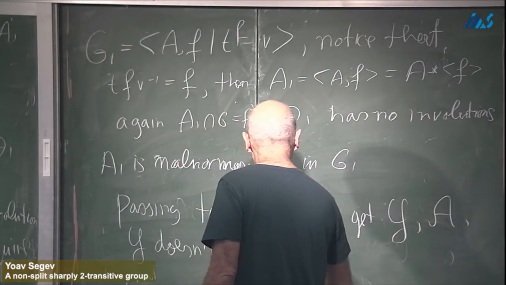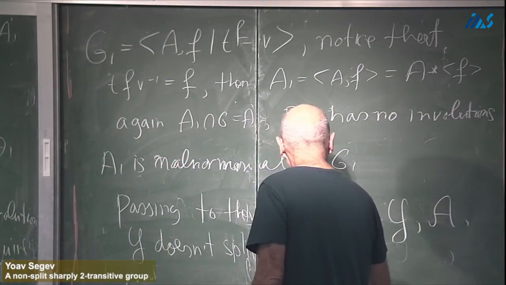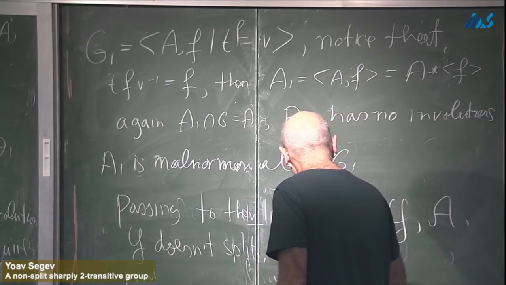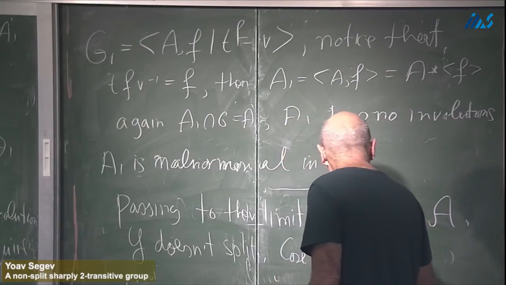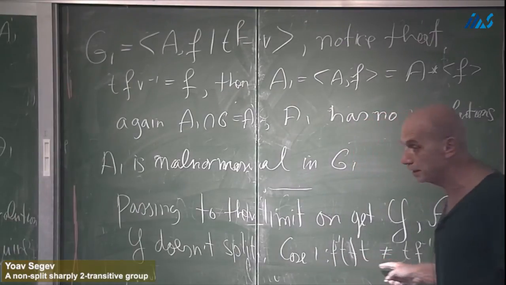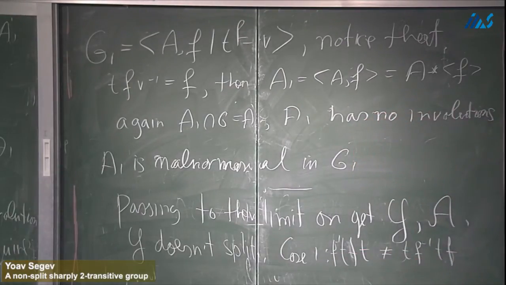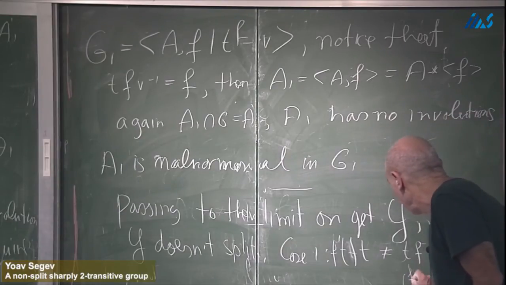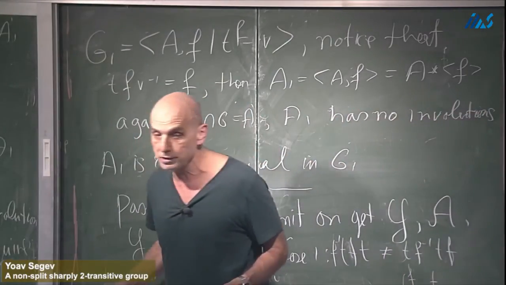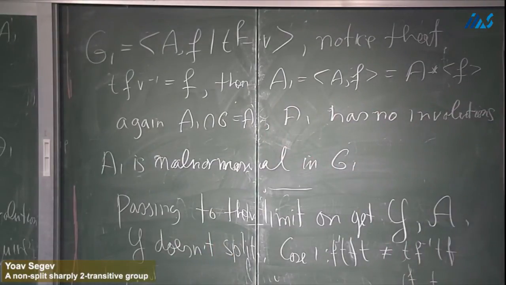So in case 1, one shows that F inverse T F, F inverse T F T is distinct from T F inverse T F, because these are canonical forms of elements in a free product. So they're distinct. So the involutions T to the F and the involution T do not commute. Just in the first step, you already produced involutions that do not commute. And it's the same case in the HNN extension.